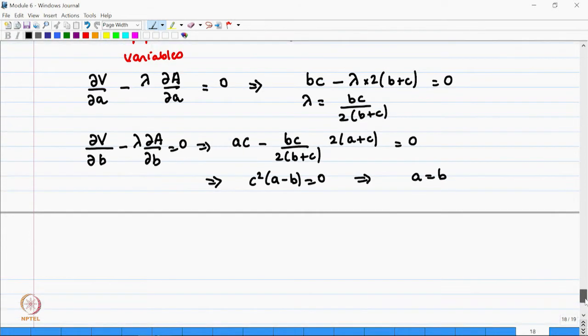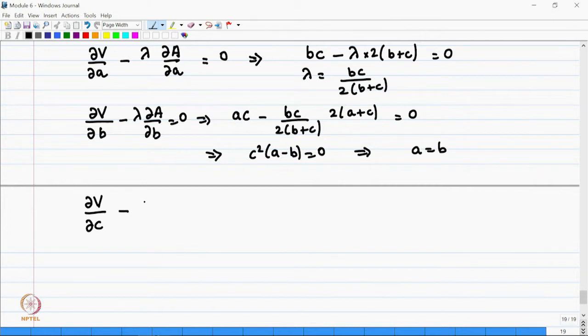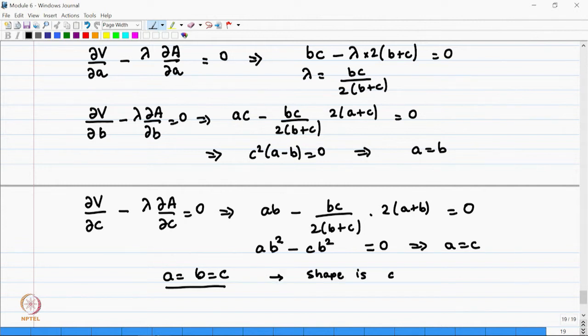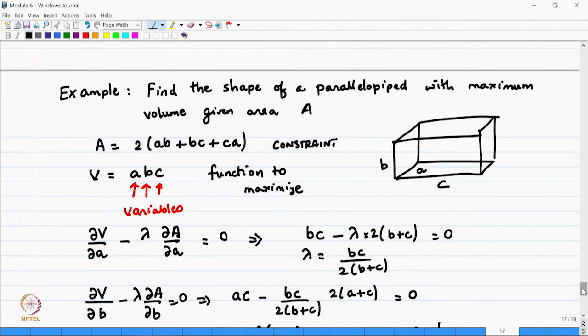We still need to find out c, so we will use the third equation. ∂V/∂c minus lambda ∂A/∂c equal to 0 implies we have ab minus bc over 2(b + c) into 2(a + b) equal to 0, and remember a was equal to b. We do exactly what we did last time. So we have ab², abc and ab, and the term here will be cb², equal to 0, which implies a equals c. Thus a equals b equals c. So the shape is a cube, the shape that maximizes the volume for a given area.